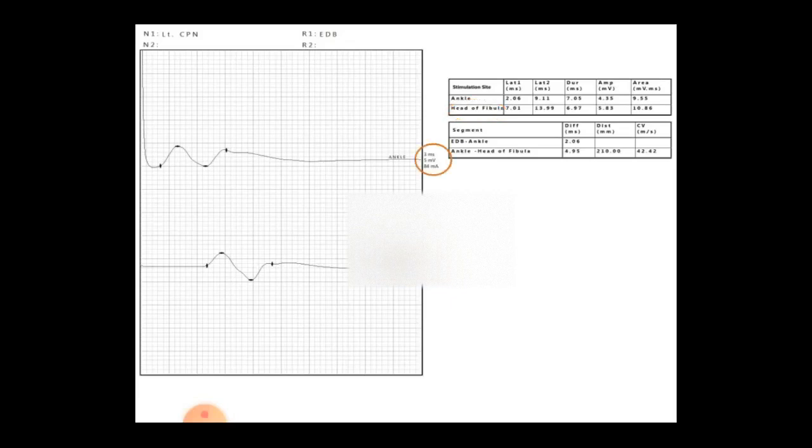Now, what is this? 3 millisecond, 5 millivolt, 84 milliampere. 3 millisecond is known as sweep speed, which means horizontally 1 centimeter is equal to 3 millisecond in this graph. Then 5 millivolt is known as gain or sensitivity, so vertically 1 centimeter is equal to 5 millivolt. And 84 milliampere is the intensity when this potential was captured.